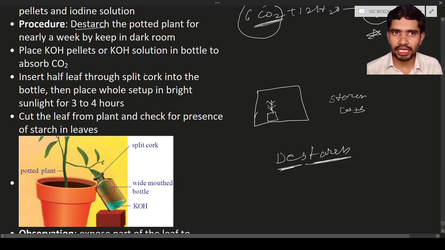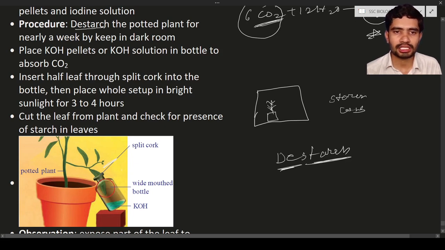Now we have to make some arrangements. So what arrangements? Take one leaf, select one leaf of the plant. A long leaf has to be taken. Arrange a wide mouthed glass bottle, insert half of the leaf into the glass bottle and fix it with a split cork.